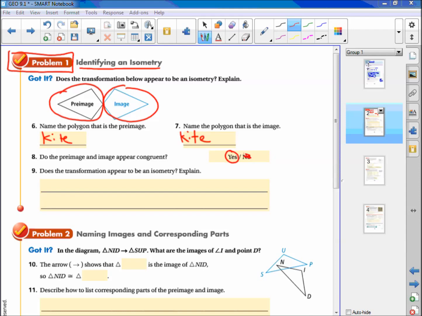And this should be yes. I think they look congruent to me. All of these sides appear to be the same length, and all of these sides appear to be the same length, and all the corresponding angles also appear to be the same size. So does the transformation appear to be an isometry? And this is yes. A possible answer to explain could be something like this: the pre-image and the image appear to be congruent. So the transformation appears to be an isometry.